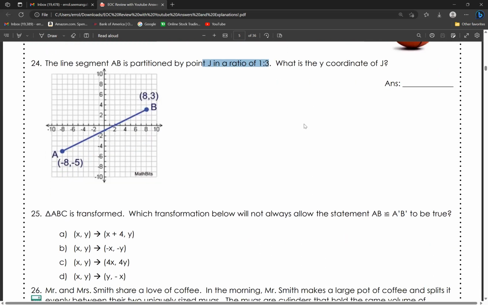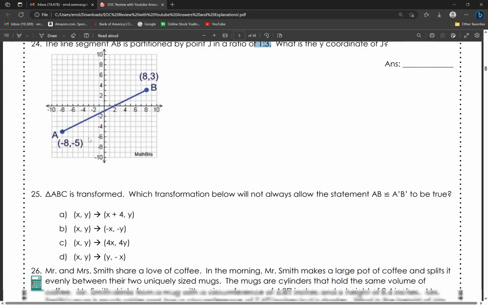For 24, first use your line segment formula to find the distance of AB. And then just say it was like 21, for example. You know that it says 1 to 3, right? In the ratio of 1 to 3. So for this one, just say the line segment was 21, for example. Then you would go in the X direction a certain amount, and then the Y direction a certain amount. Then you would find the Y value of the coordinate.